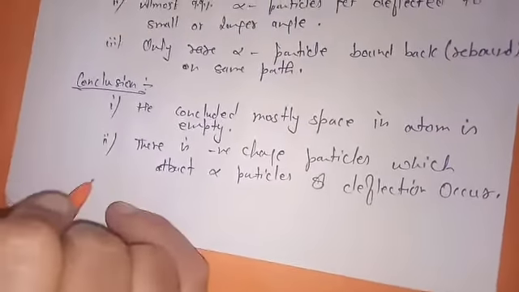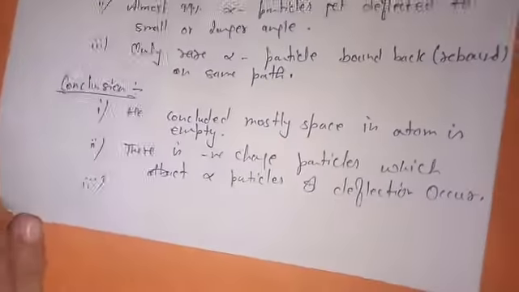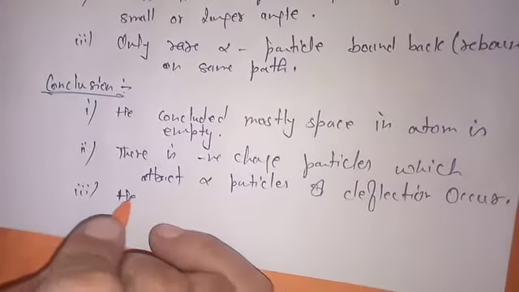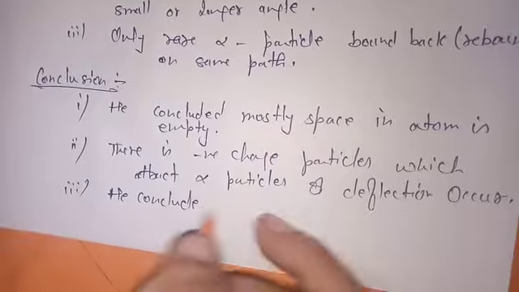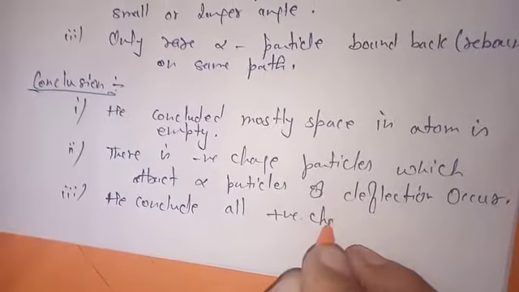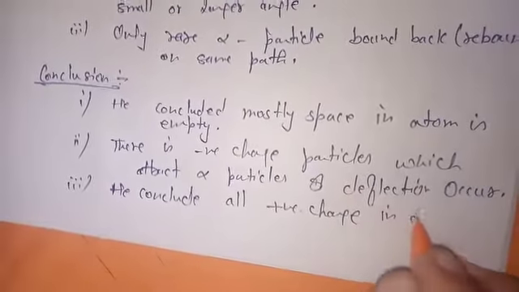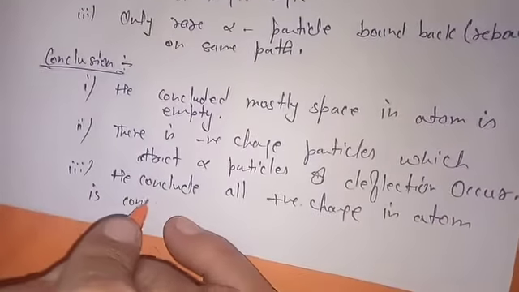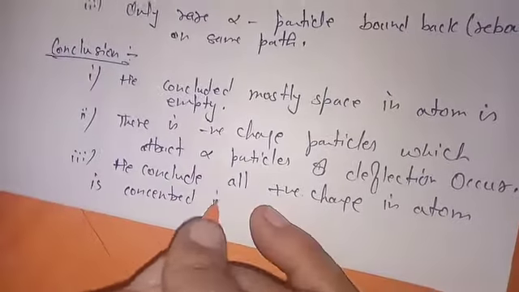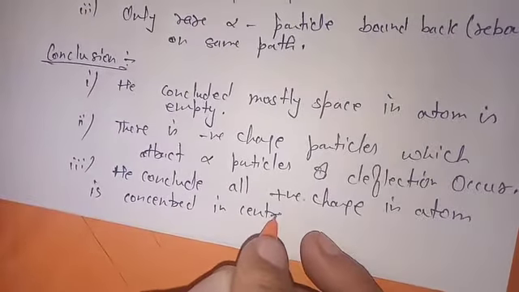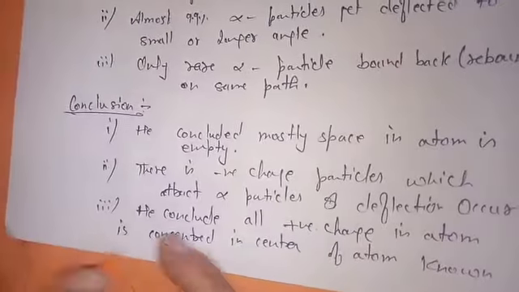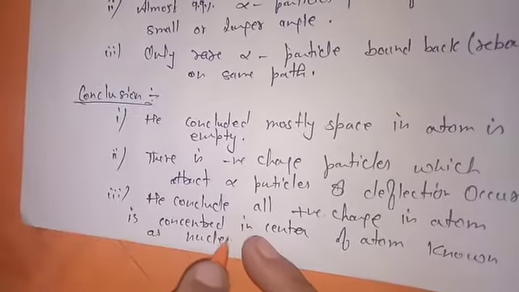But the third is the most important. On the rare particle which rebounds, he concluded that all the positive charge in the atom is concentrated in the center of the atom, known as the nucleus of the atom.